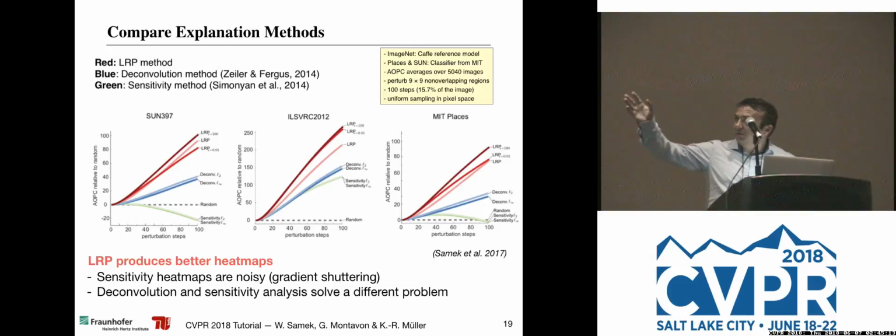I will always have in the upper right corner these yellow boxes where there are some more details on what we really did. I will not mention it, but you can read it, and you get a better feeling of what these curves show. So this is for the image experiment. You see in the image case, LRP outperforms the other methods.